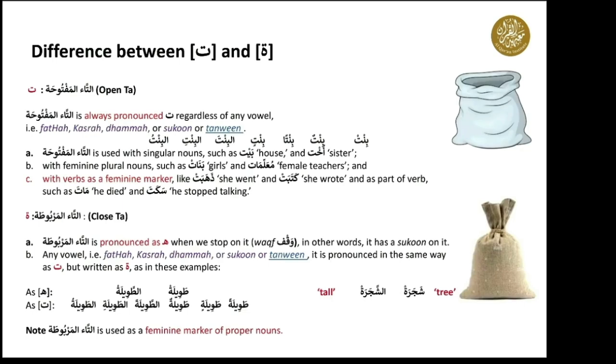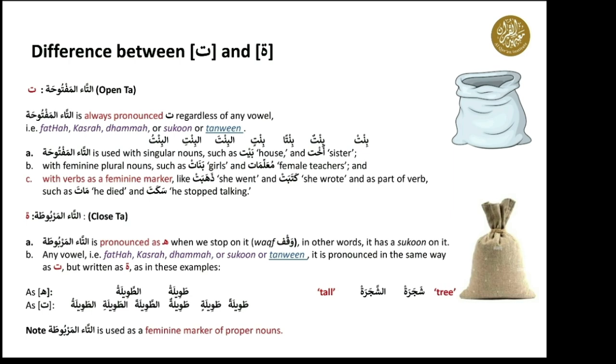Let's look at the difference between ta marbuta and ta maftuha. Ta maftuha and ta marbuta, they look different, but there are some similarities here. Ta maftuha is open ta, and ta marbuta is closed ta. If you think about a bag, when it is tied up, it is closed. Ta maftuha looks like an open bag. Ta maftuha is always pronounced as ta regardless of any vowel. That is fatha, kasra, dhamma, or sukun or tanween.